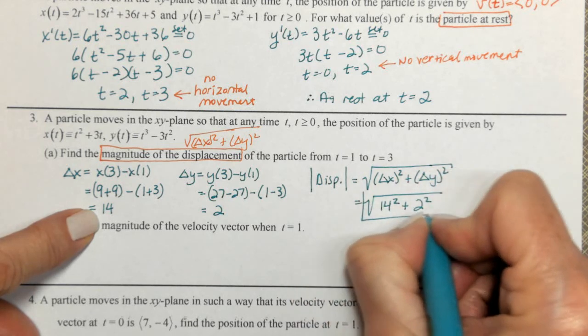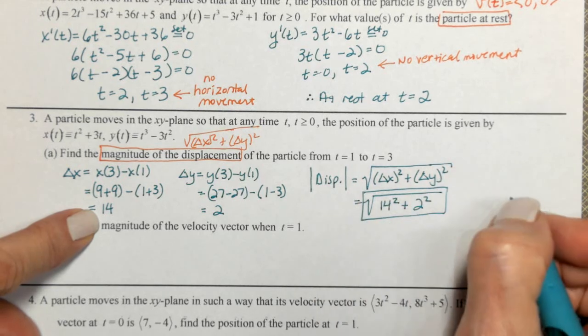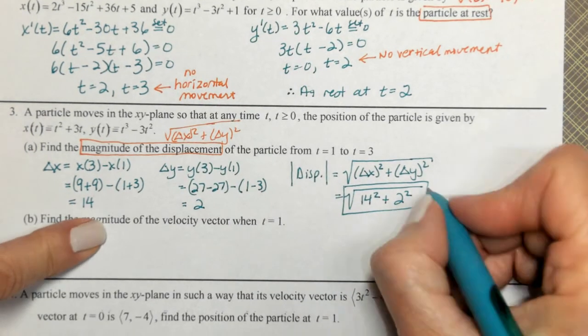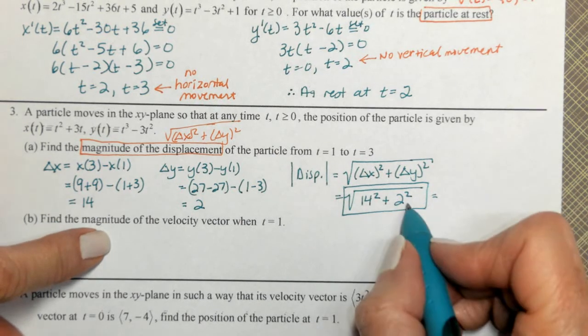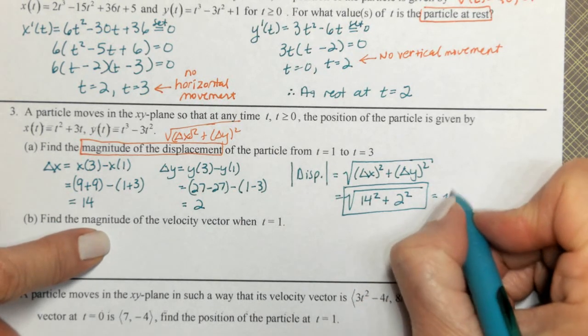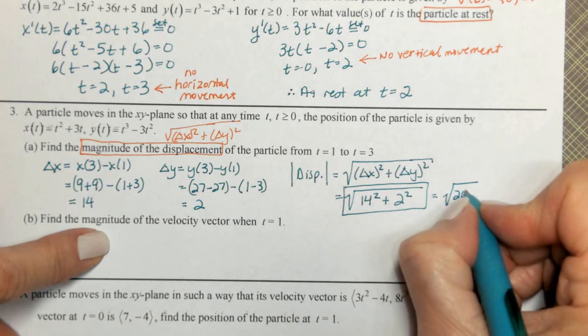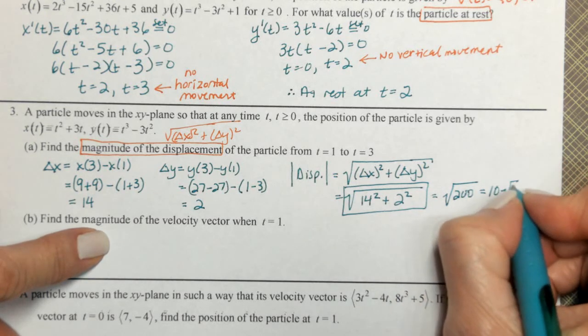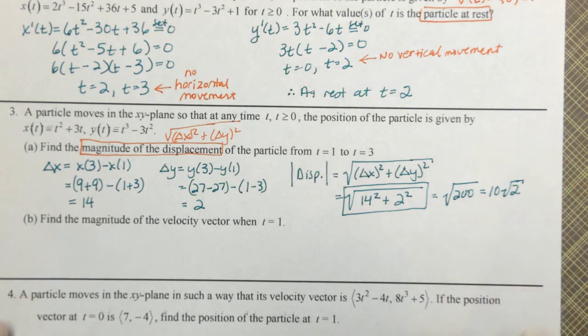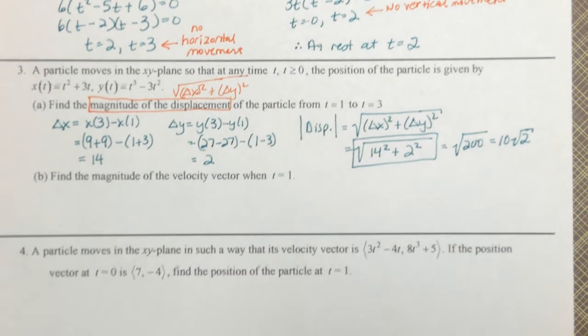That would be a safe stop spot. As a multiple choice question, they would have us work that out a little bit. 14 squared is 196. 2 squared is 4. So 196 plus 4 is 200. That has a perfect square of 100 in it, so this would be 10 square root of 2. As a multiple choice question.